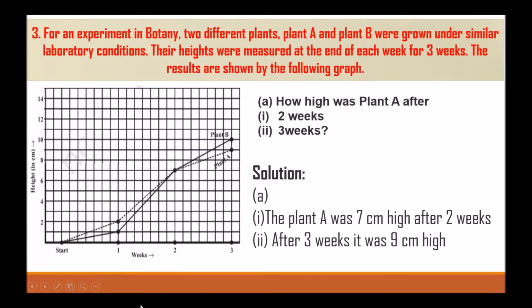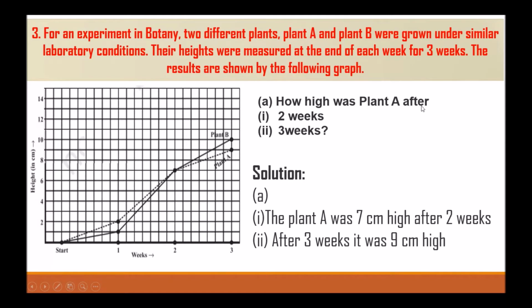Third question: from an experiment in botany, two different plants, plant A and plant B, were grown under similar laboratory conditions. Their heights were measured at the end of each week for 3 weeks. The results are shown in the following graph.